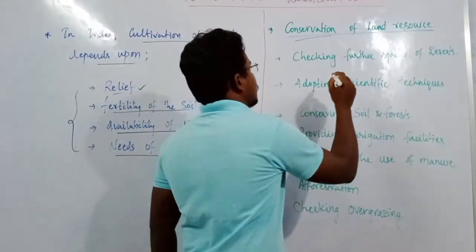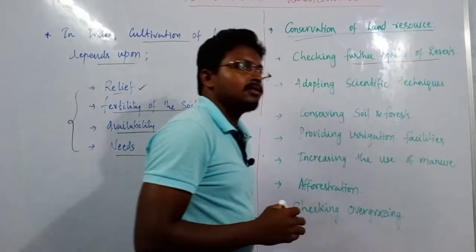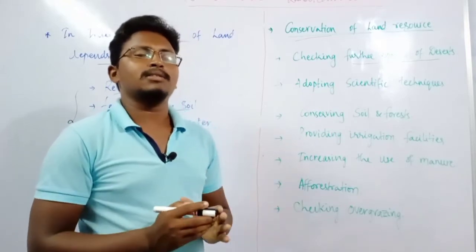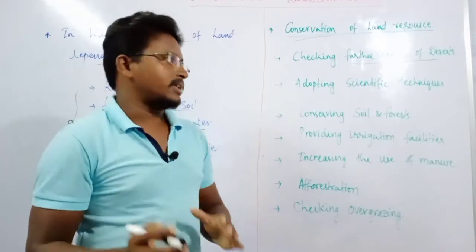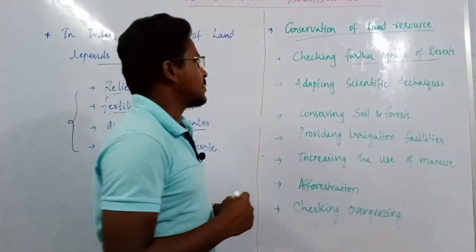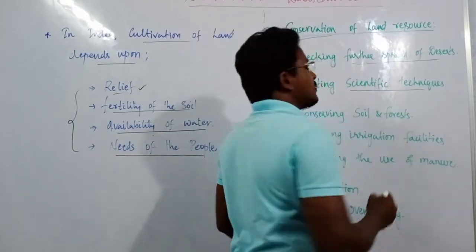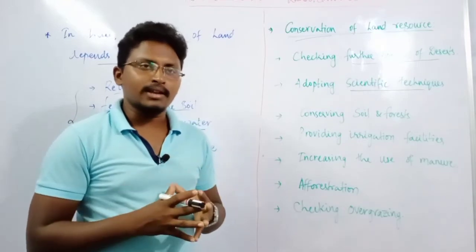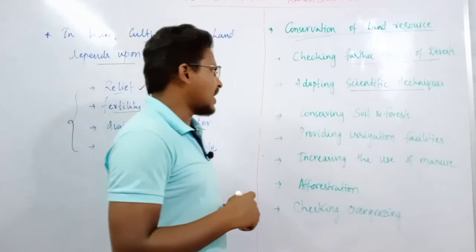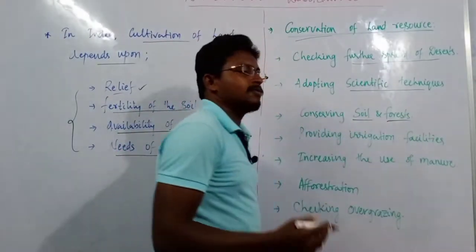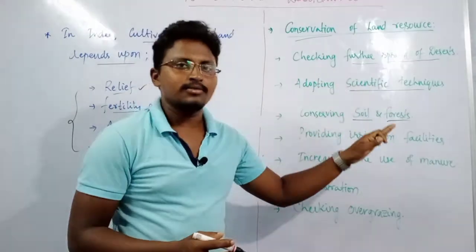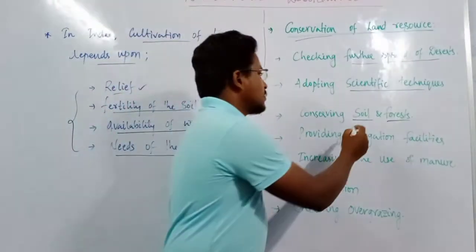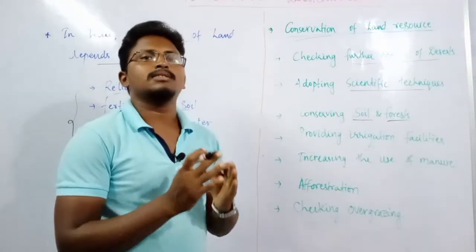The first and very important thing is checking the spread of deserts. That means we should control the spreading of deserts, and we should plant more and more trees. That is what it says here, afforestation. The second one is adopting scientific techniques. Nowadays, day by day, technology is improving, so by using technology we can actually save this land. And conserving soil and forest, as just mentioned, afforestation or conserving forest. If you save the forest, automatically you can save the land. You can also conserve this soil.